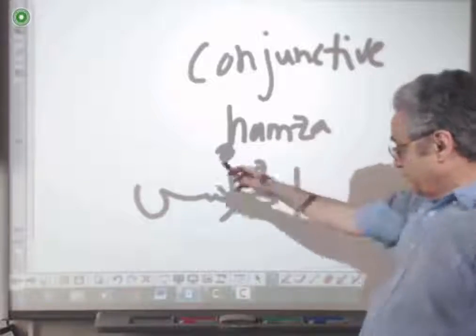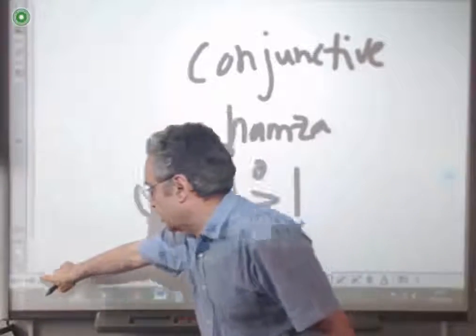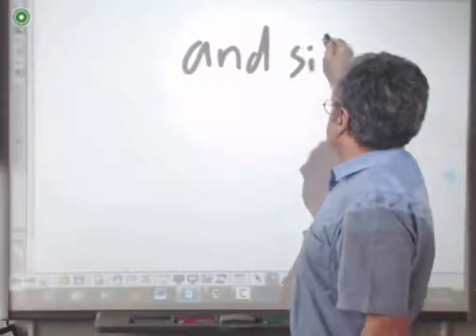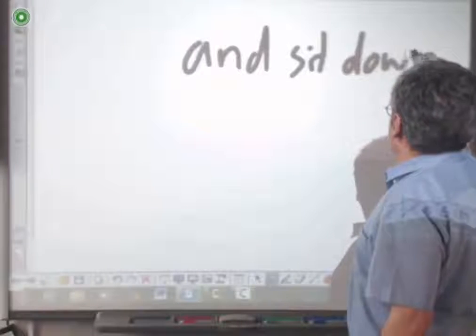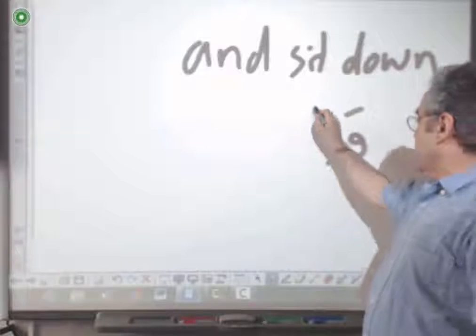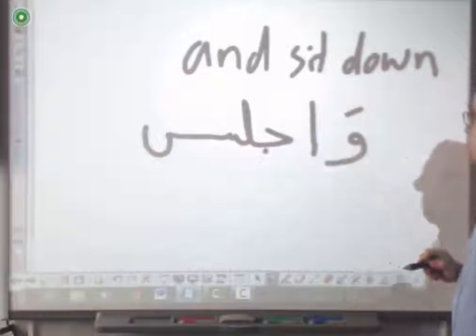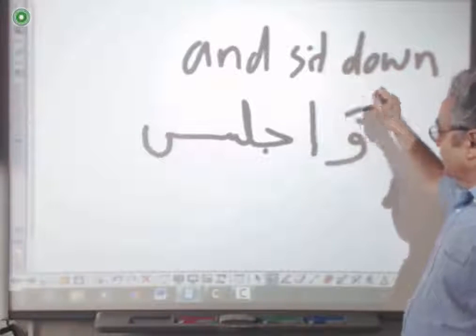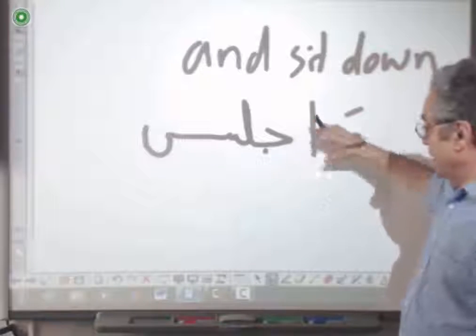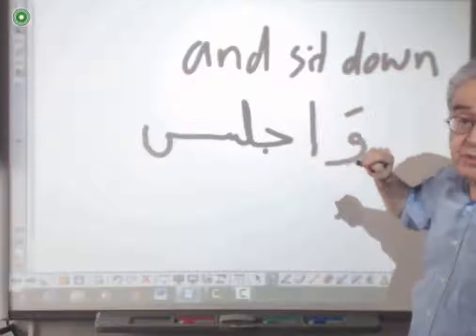So if I want to say the same word ijlis and I want to say "and sit down," let us take the word "and sit down." So in Arabic, "and" is wa. Now I want you to look at this word and help me to read. Here I don't use the alif, although I put the alif here because that's part of the word, but I shouldn't pronounce the alif.